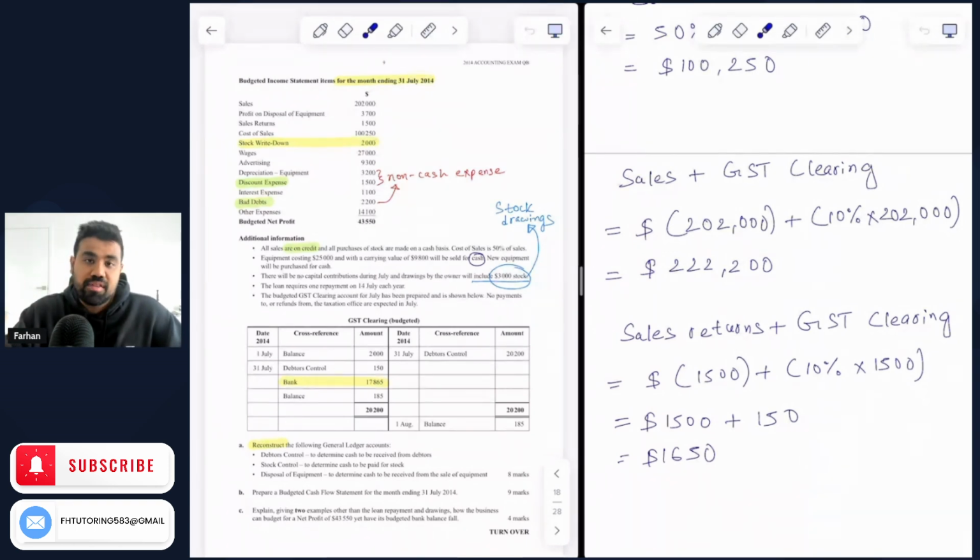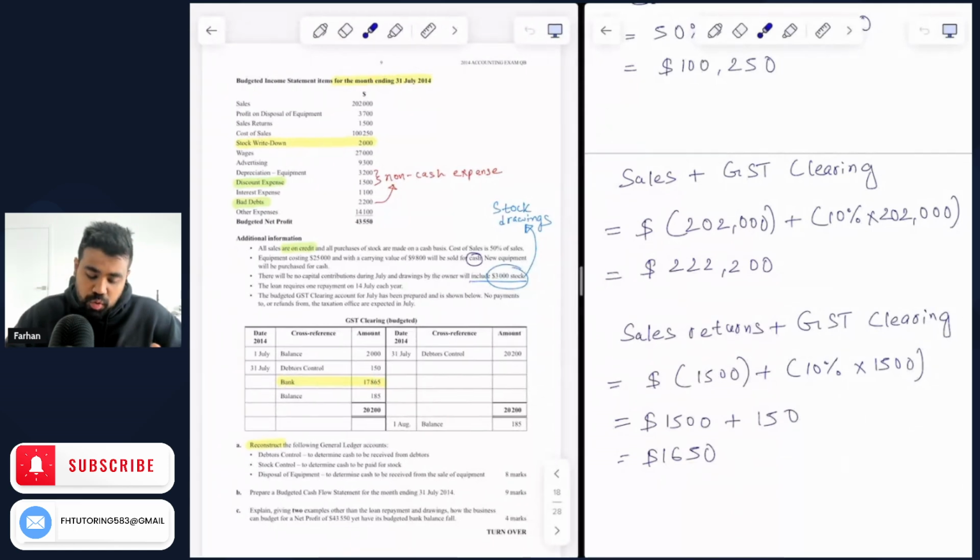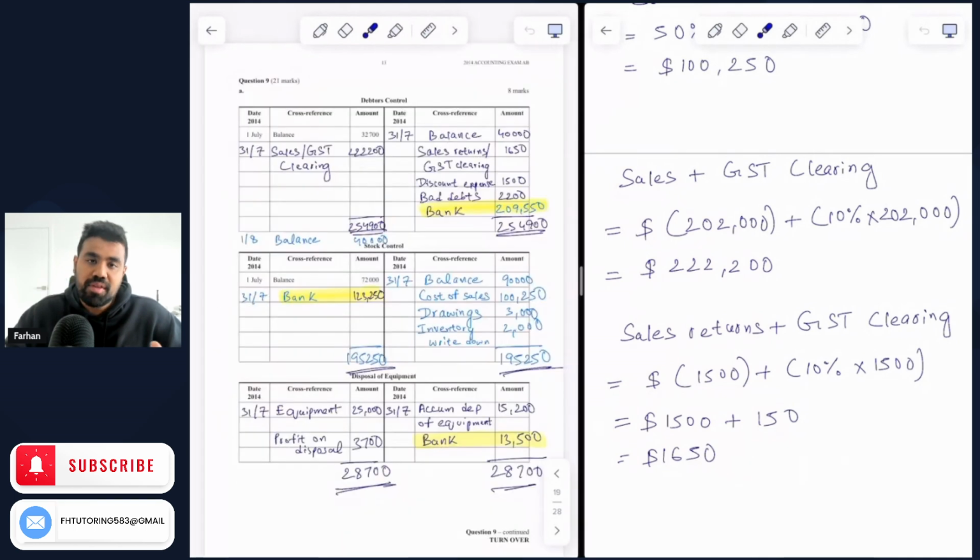into play. And this is an expense for the business because we're losing this extra amount that we could have got from you. And therefore, we must reflect this within the accounts receivable ledger account, because any discount we give to our accounts receivable basically means that the asset goes down. So you can see discount expense of $1,500 on the credit side of the accounts receivable ledger account.